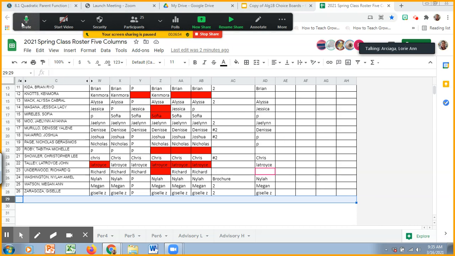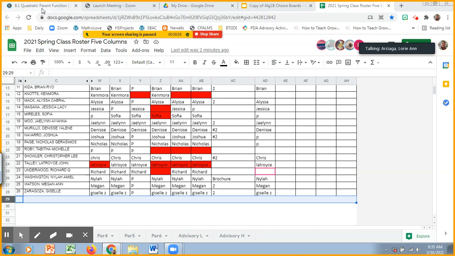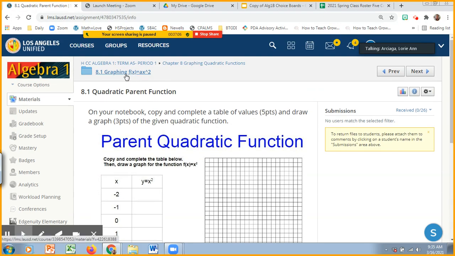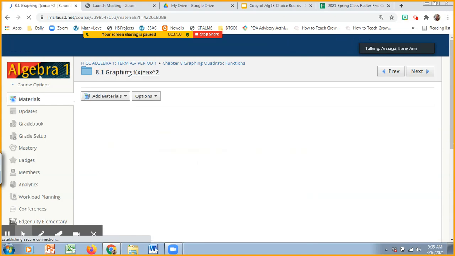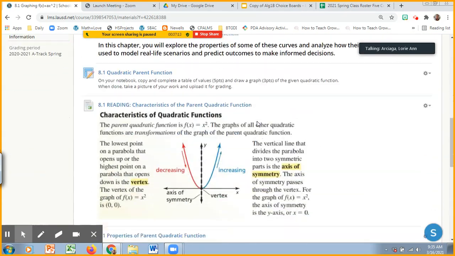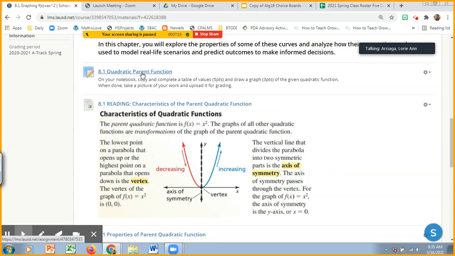All right, are you almost done? Okay, if you guys are done, you're going to upload your work. Yeah, if you can, take a picture and then upload your work so we can see it online. Yep, that was here. Quadratic parent function.